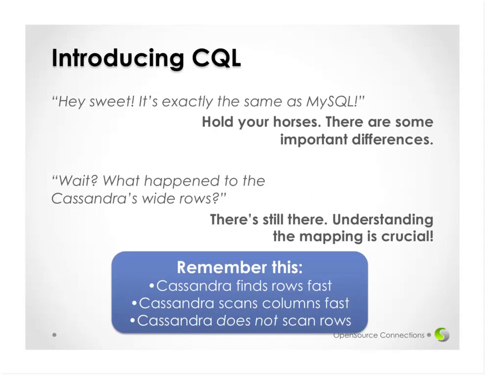During this discussion, there's a few important things to remember. Cassandra is good at some things and bad at others. Cassandra can find a row really fast. Cassandra can scan through the sorted columns very fast. But keep in mind that Cassandra does not scan through rows. They're only partitioned. You can't find the next row.